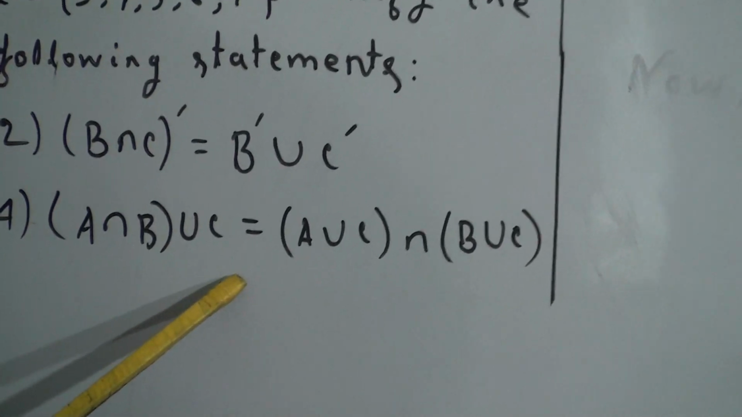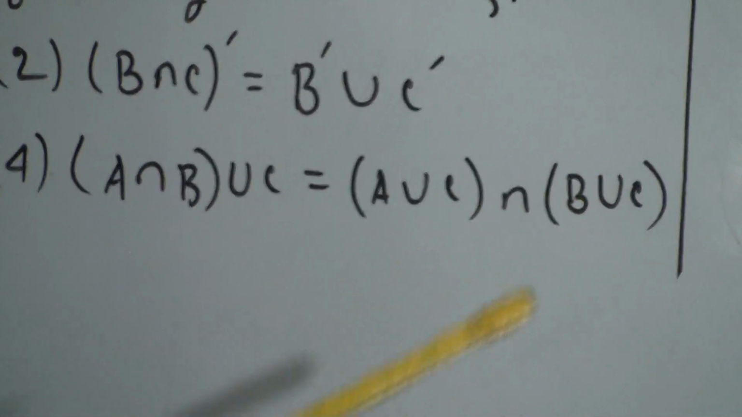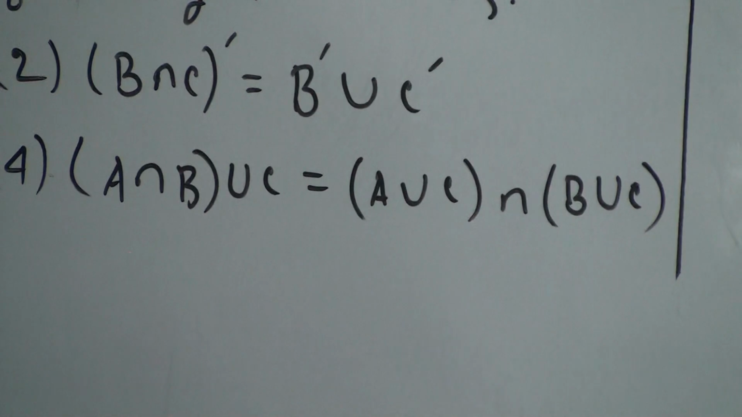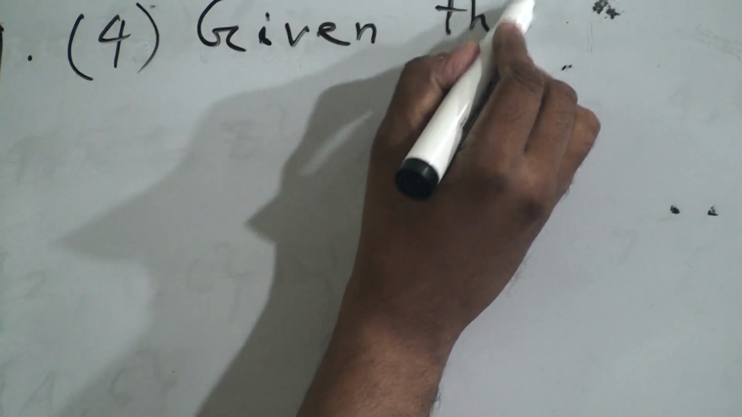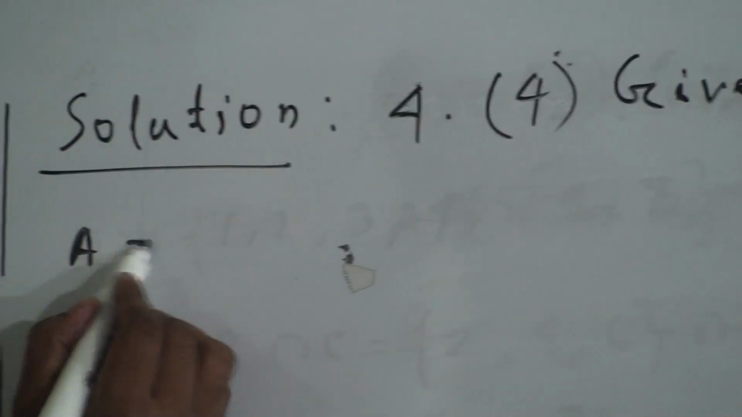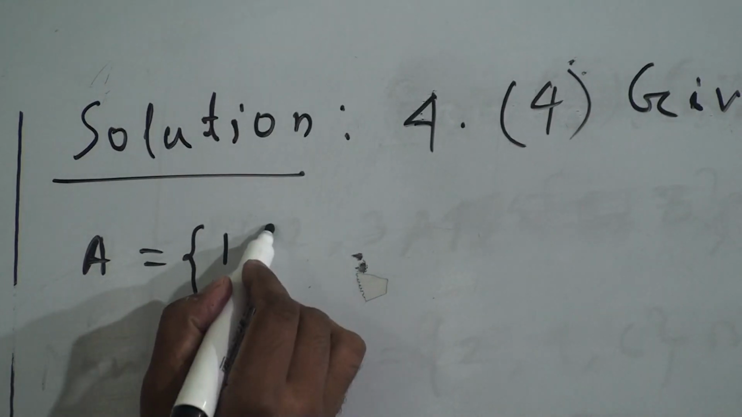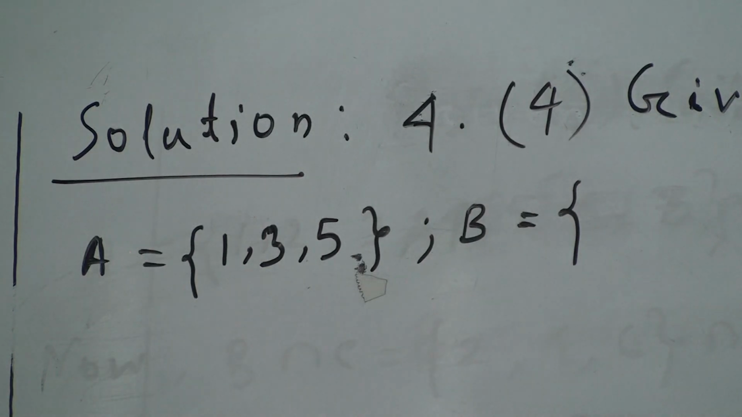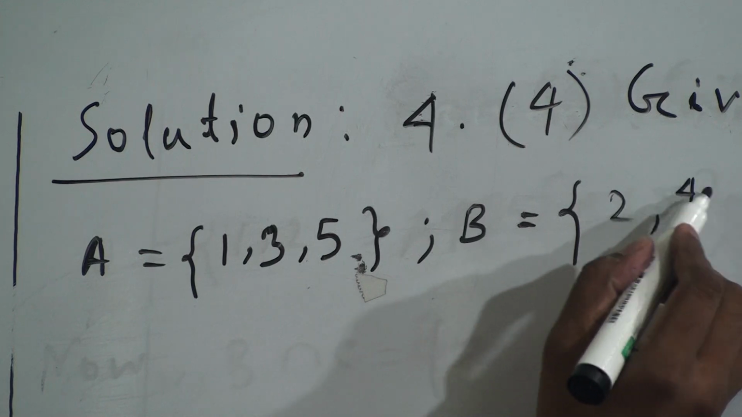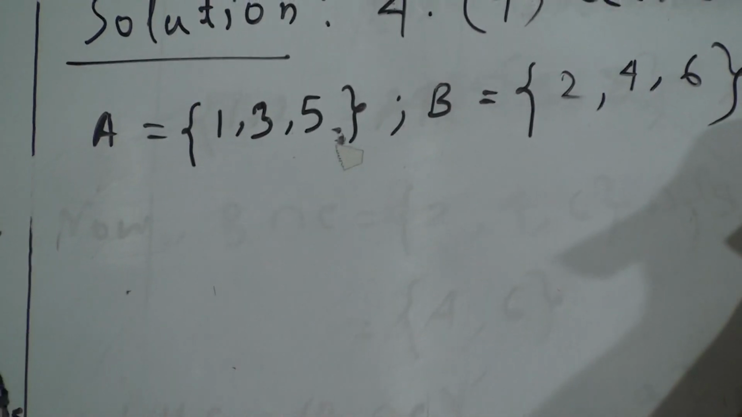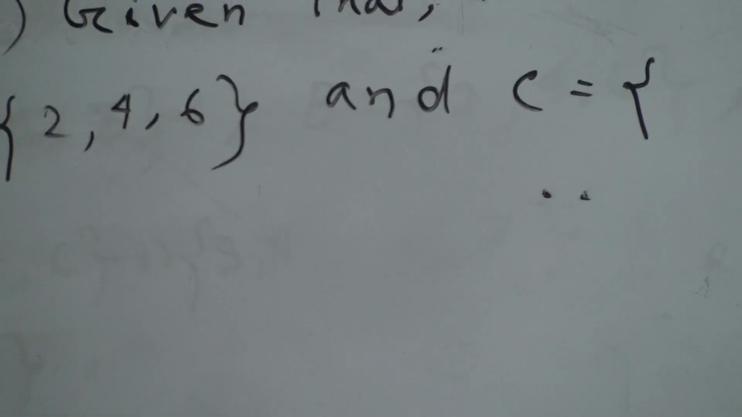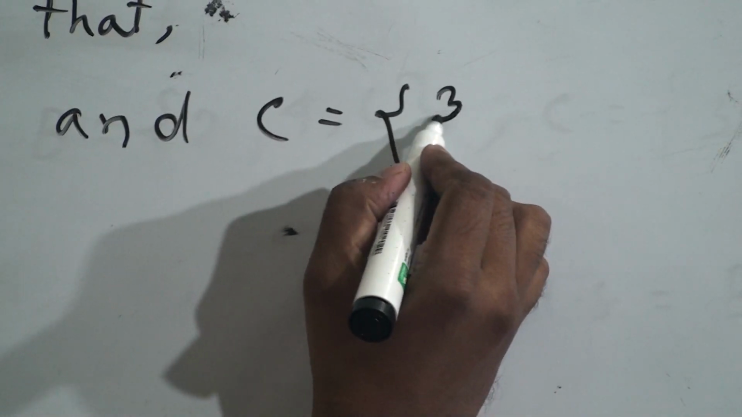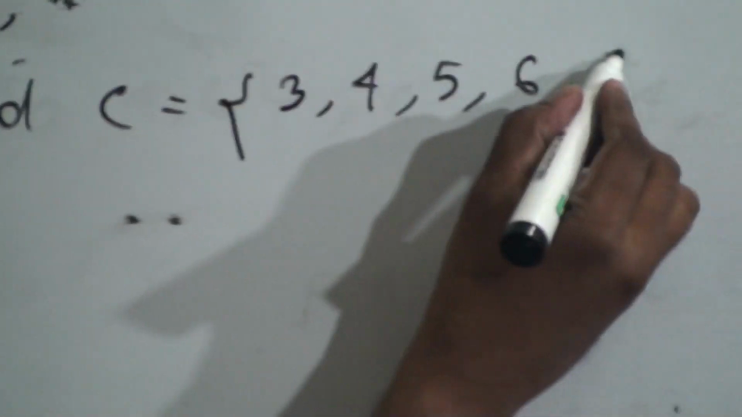Here the question is, we have to verify A intersection B union C equal to A union C intersection B union C. So at first you have to write the value of A, B and C. Given that A equal to 1 3 5, B is equal to 2 4 6, and C equal to 3 4 5 6 7.